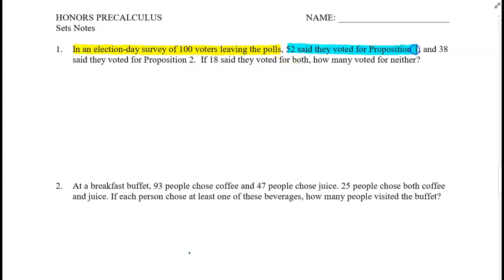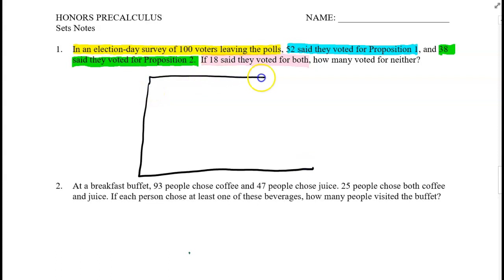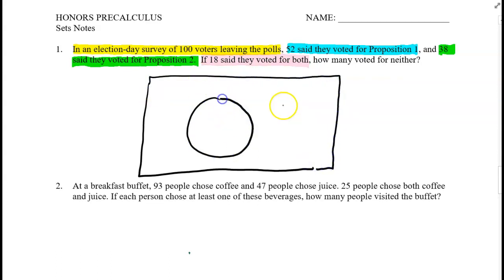52 said they would vote for Proposition 1. 38 said they would vote for Proposition 2. And 18 said they would vote for both. So as we discussed in class, you're going to draw your Venn diagram. And I'm going to draw my two circles. I'll say Proposition 1, Proposition 2.